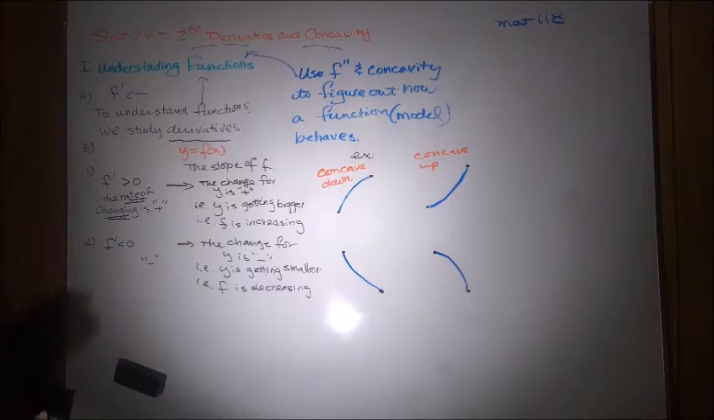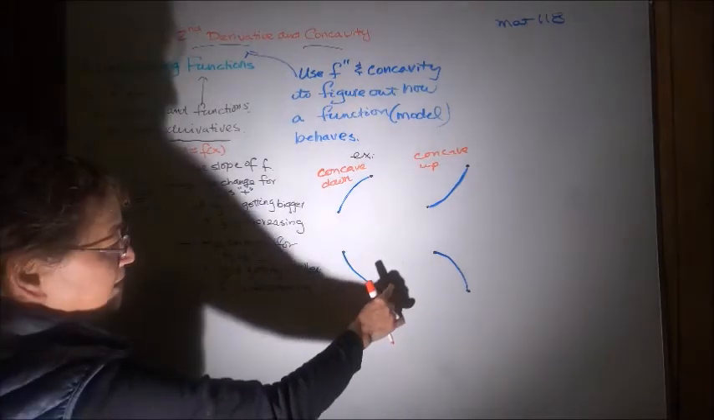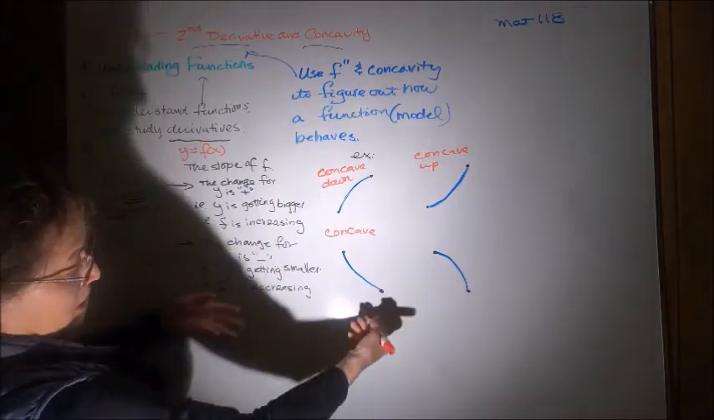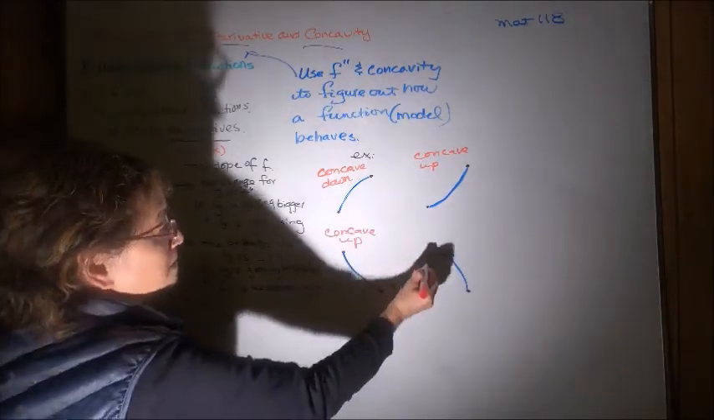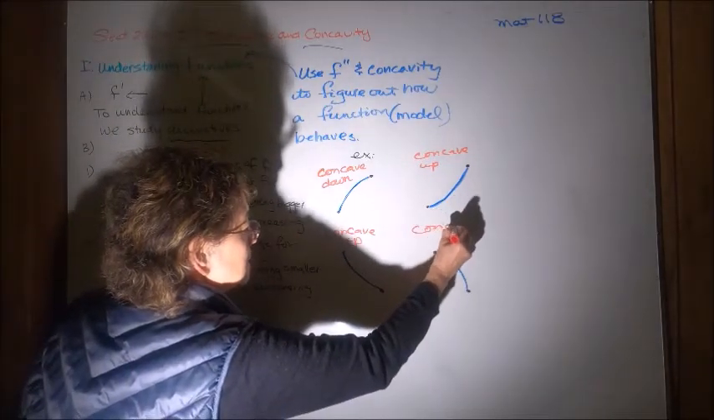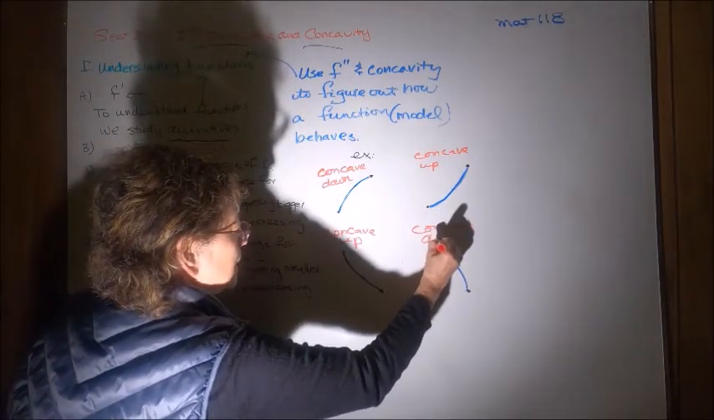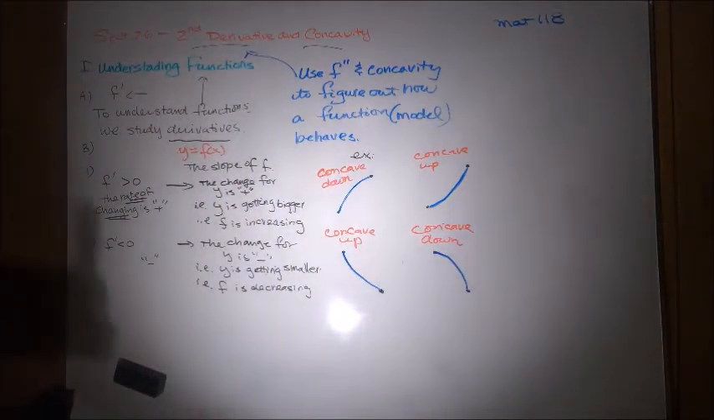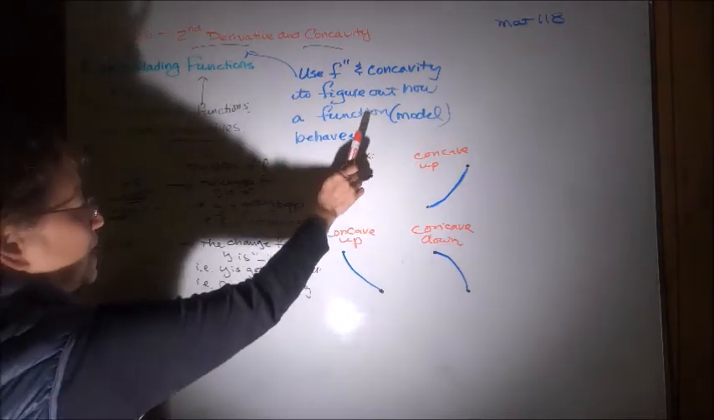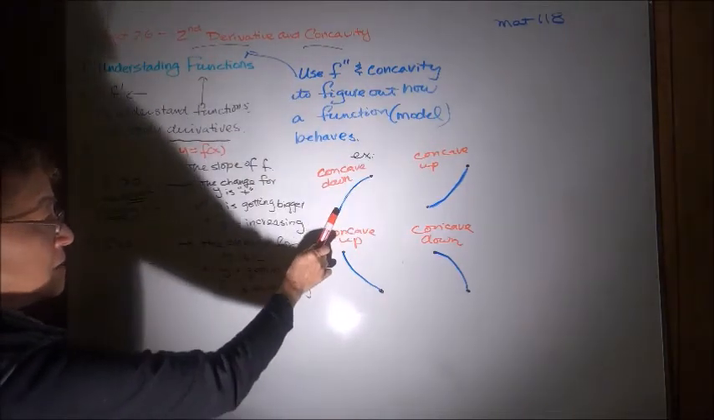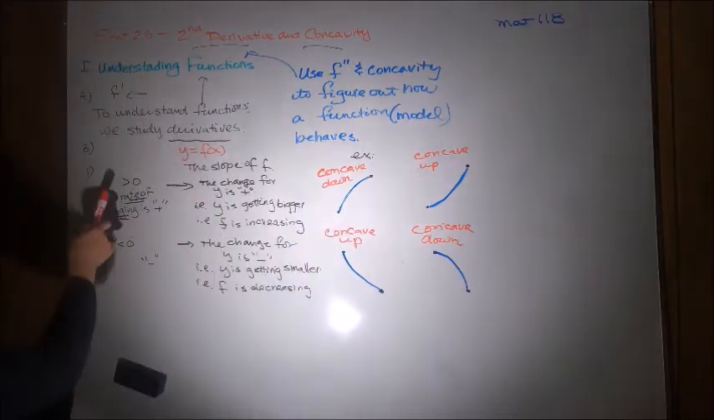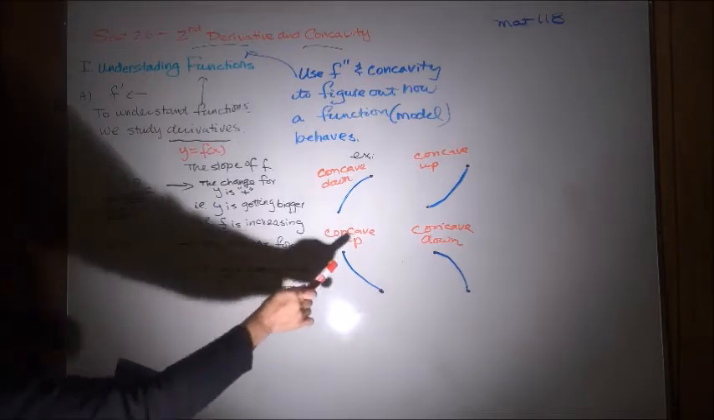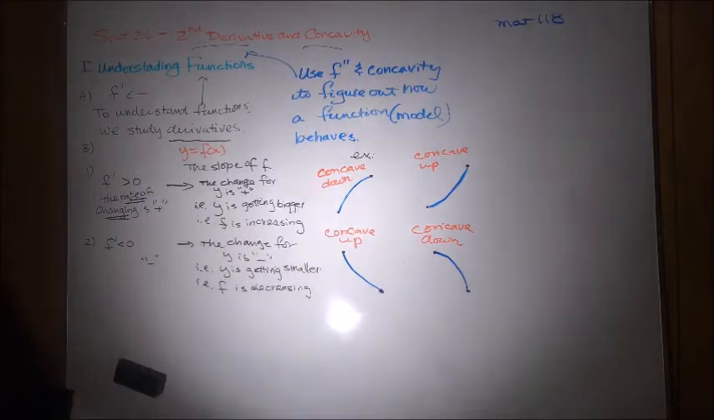So when you have a shape like this, we call it what? Concave up, right? Then this one will be what? Concave down. Okay? So we are saying how a function, a model, behaves, and by looking at its derivative, then we can see. Okay?